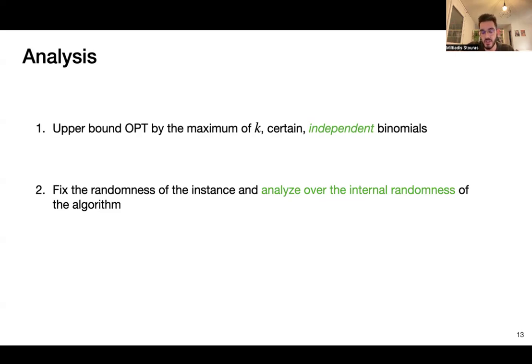So since we are sampling solutions independently, right? Each solution that we sample is a binomial random variable, and all of them are independent of each other. So then, by a specific conditioning on the randomness of the instance, we are able to show that these independent binomials can be comparable with the independent binomials that upper bound opt, and this way we can prove that the portfolio we create is a constant approximation of the optimal one.